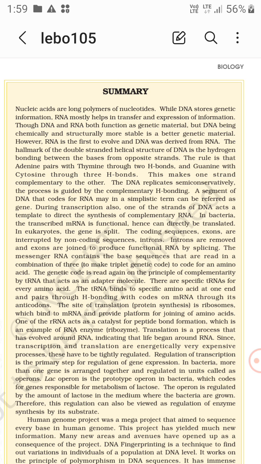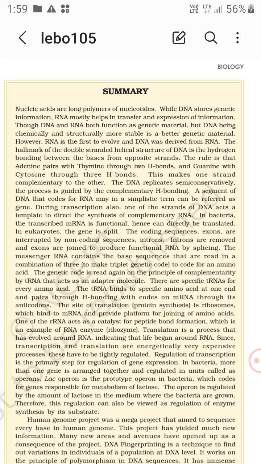The DNA replicates semi-conservatively. The process is guided by the complementary H bonding, right? A segment of DNA that codes for RNA, in simplistic terms, can be referred to as a gene.